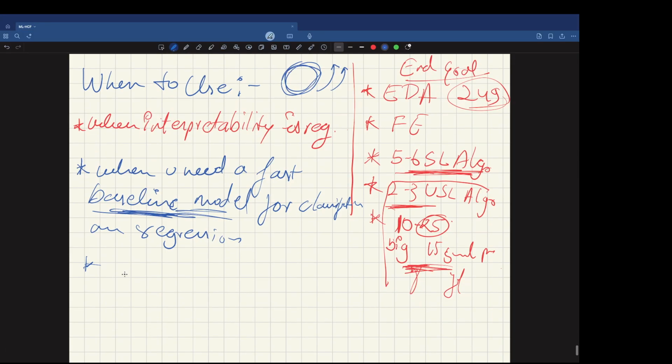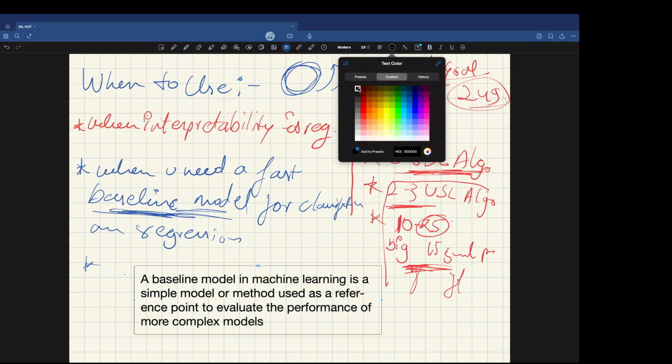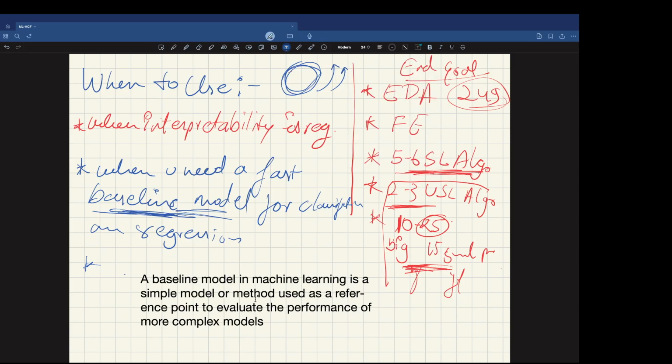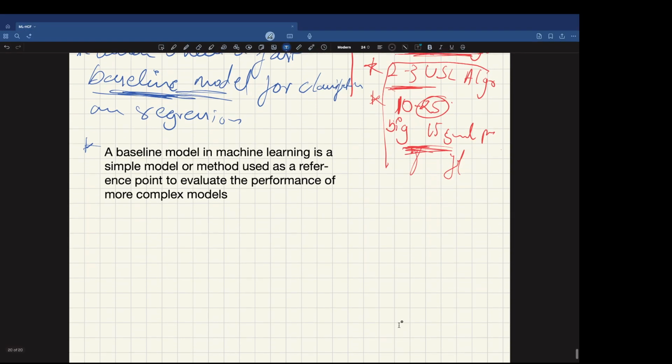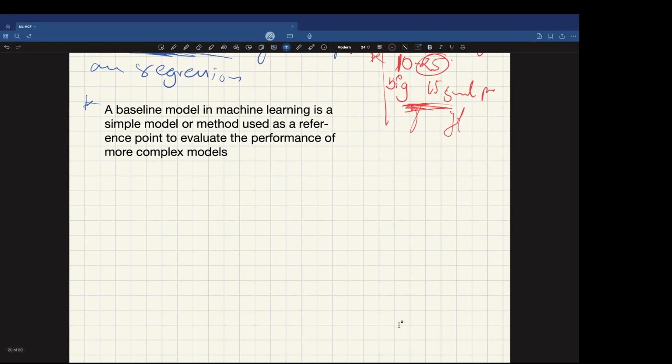A simple model or method used as a reference point to evaluate the performance of more complex models. Baseline model in machine learning is a simple model or method used as a reference point to evaluate the performance of more complex models. Right. Now it is here.